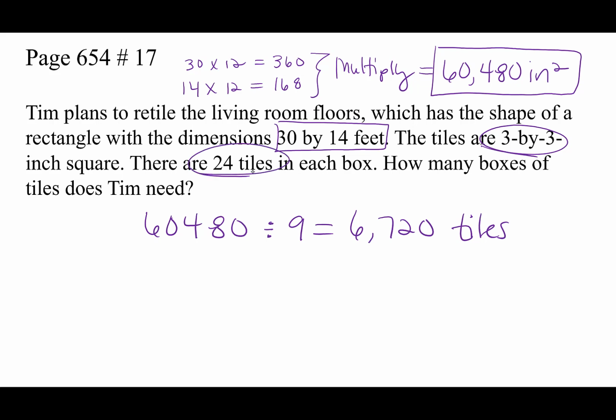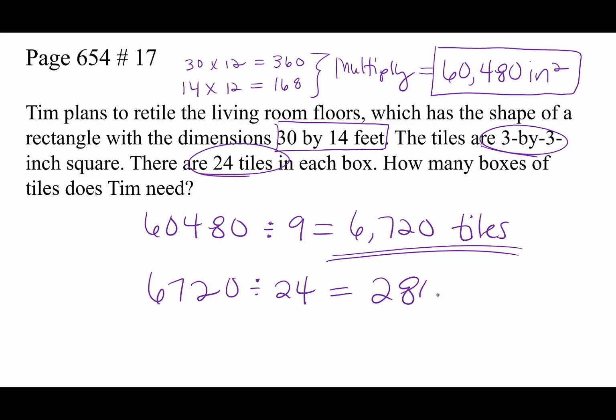There's 24 tiles per box. Tim needs a total of 6,720 tiles. So I want you to do one more division problem. 6,720 divided by 24 per box to get a total of 280 boxes.